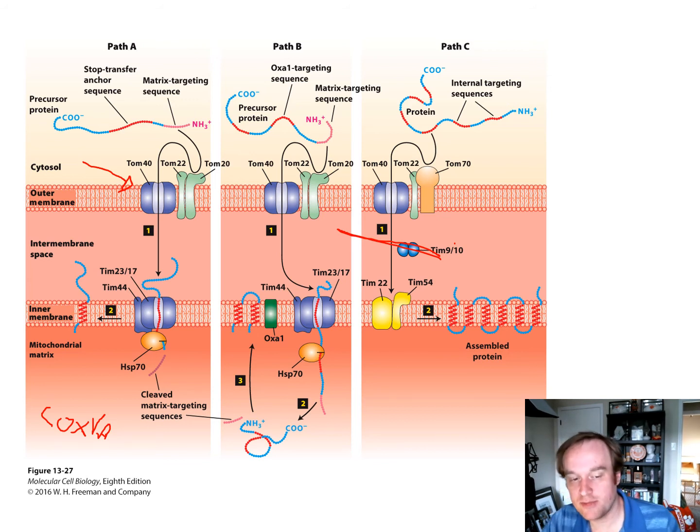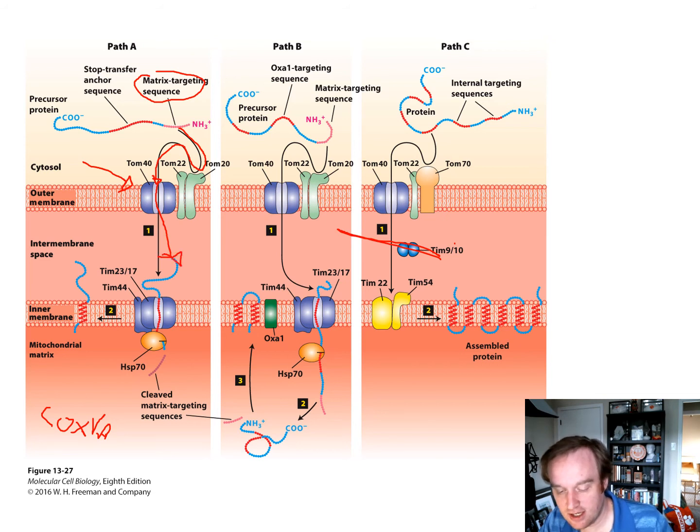So this N-terminal matrix targeting sequence that we have right up here, that is recognized by TOM20/22, this recognition complex on the outer membrane. So as you can see here, it's recognized and then funneled into TOM40. And this hydrophobic stop transfer anchor sequence blocks the transfer through the inner membrane. So once it goes through TOM40, it will continue in through TIM44.